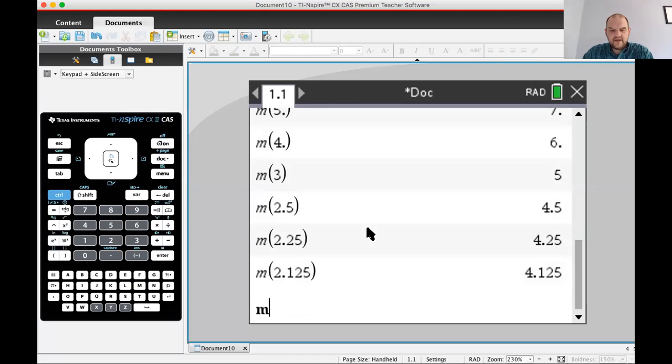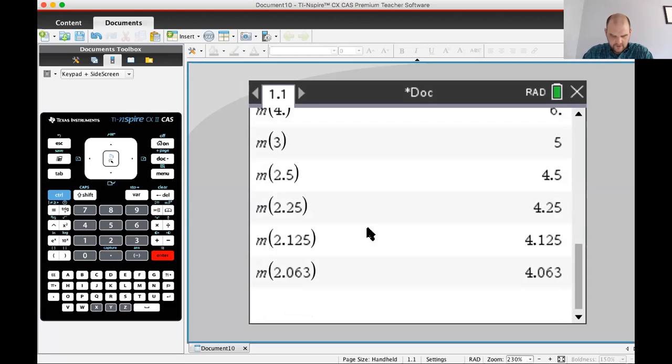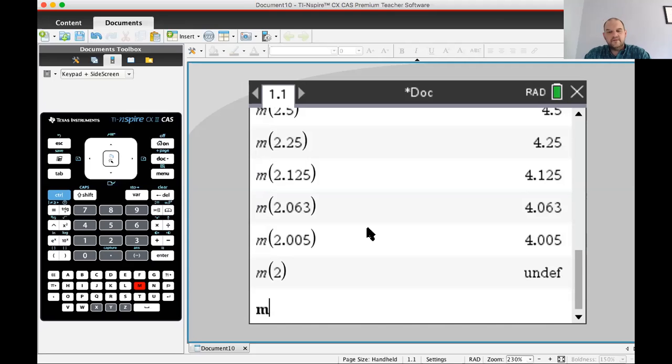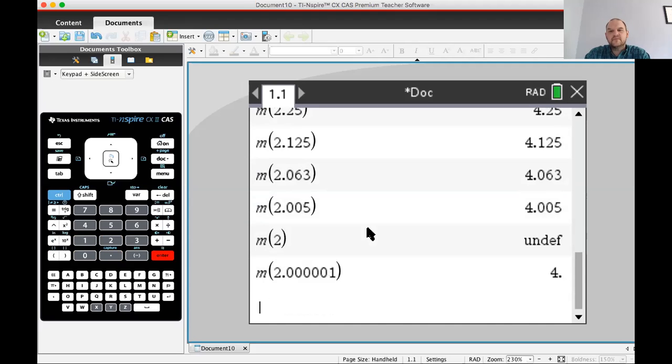4.125. M of 2.063 is 4.063. What? M of 2.005 is 4.005. Crazy. Okay. So if at this point you had to guess what the slope was going to be when we got to exactly 2, let's see what happens when I do m of 2. Do you know what's going to happen? It's going to be f of 2 minus f of 2 over 2 minus 2. 0 over 0. So it should just be undefined. And it is. What about m of 2 point, lots of zeros and a 1? It rounds it to 4.